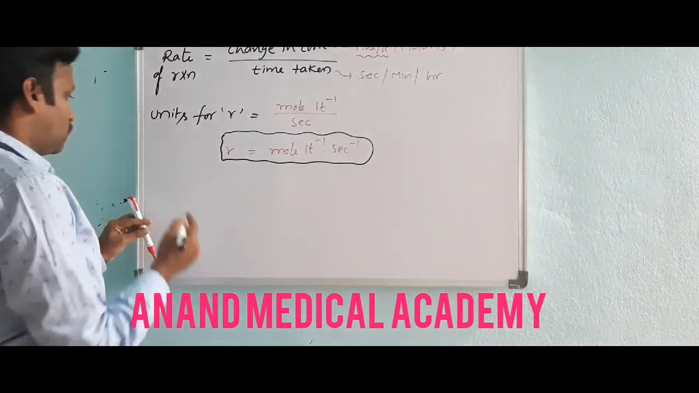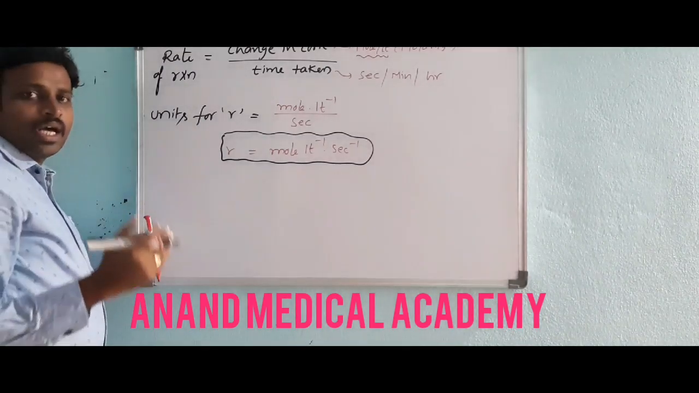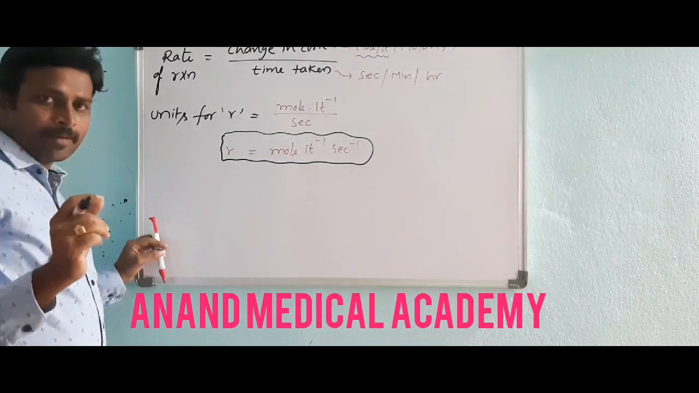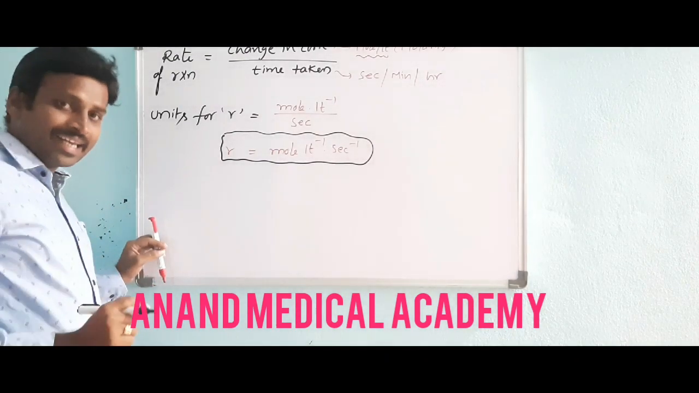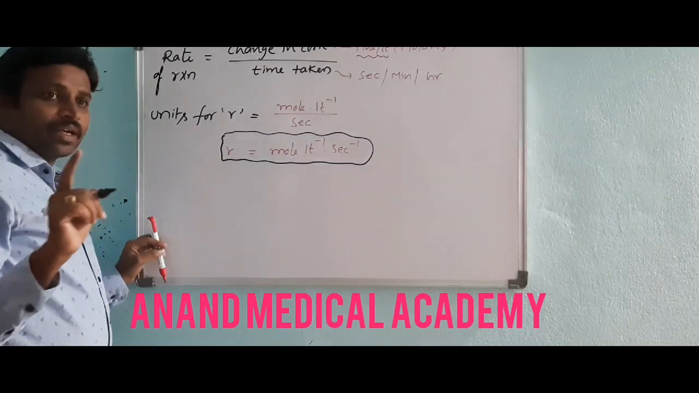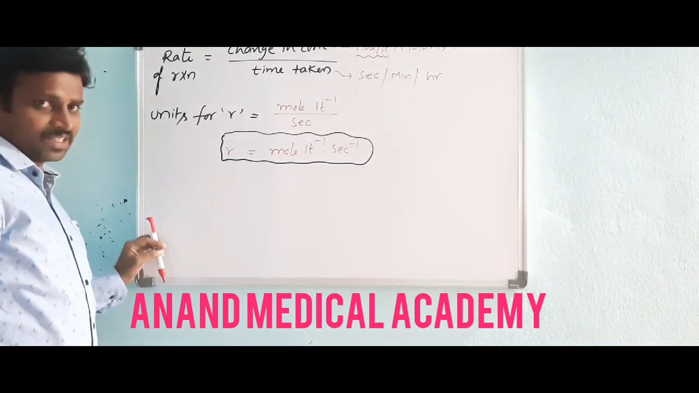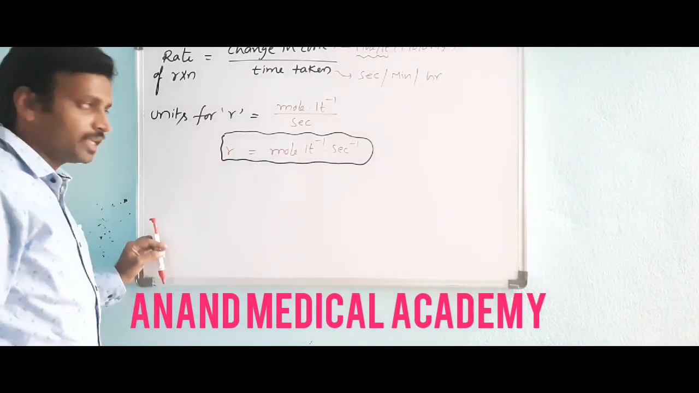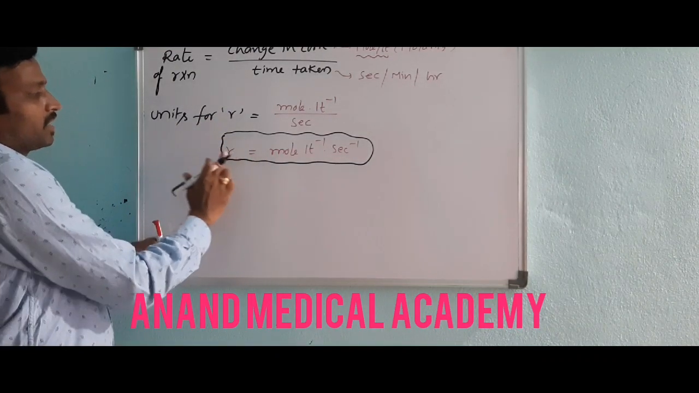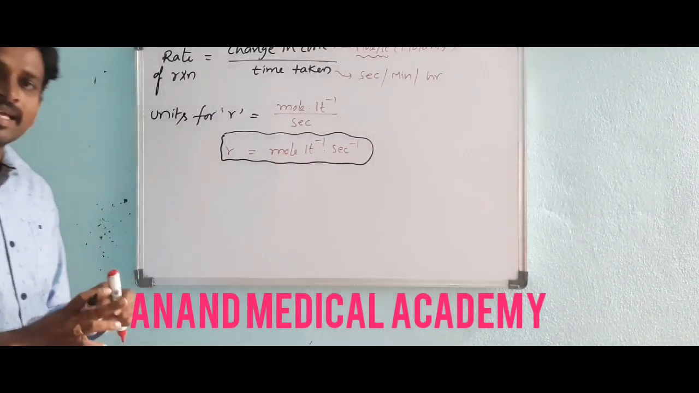Got it? So here it's very simple. Rate of reaction with respect to reactants, we use a negative sign. The negative sign indicates the decrease in concentration, I told you. But for rate there is no negative, you have to represent it only in positive terms. Got it clear? So these are the units for rate of reaction: mole liter inverse second inverse.